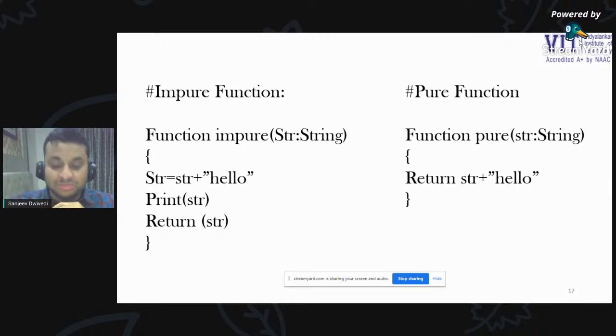In functional programming, what kind of expectation do we have? Thank you, Harshu. Thank you, Parth.